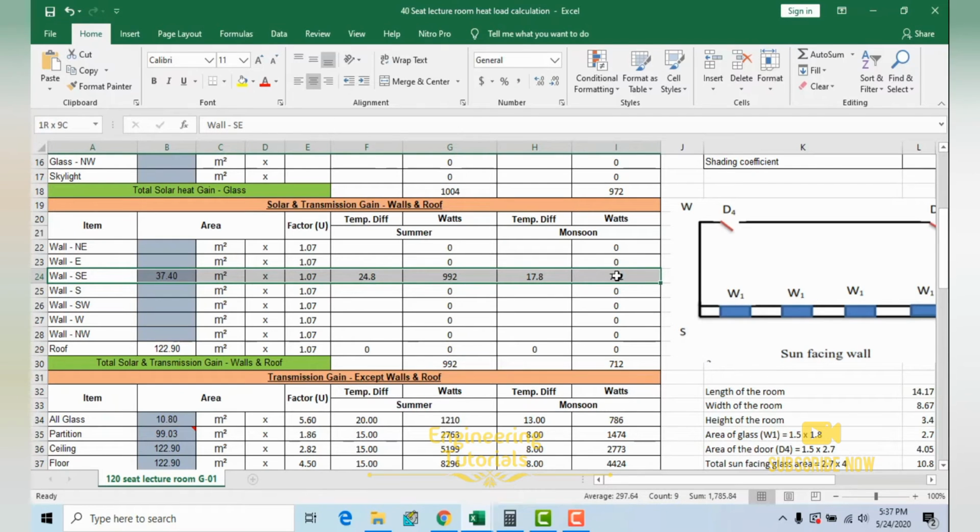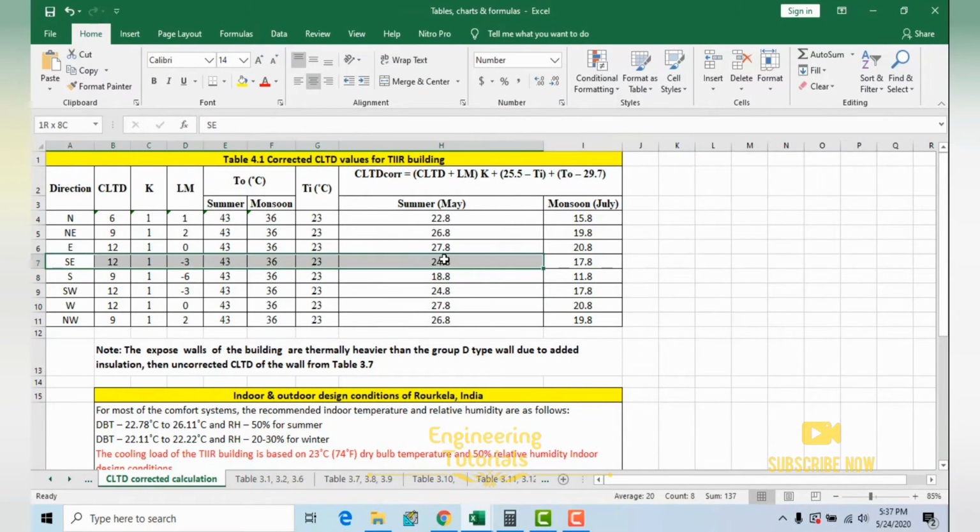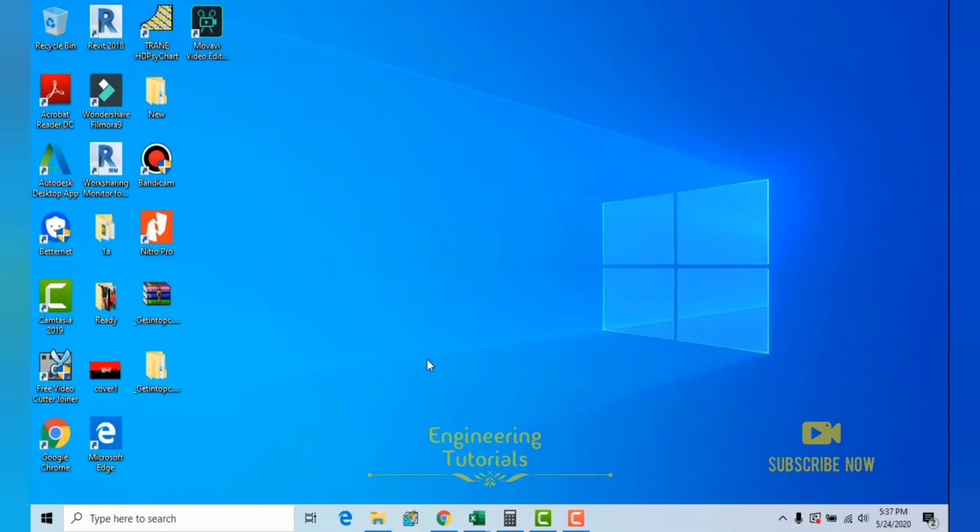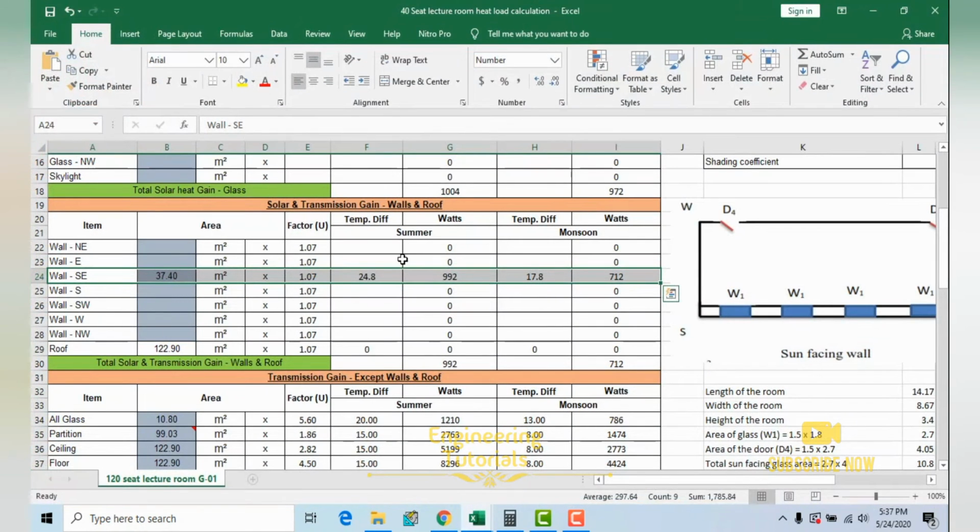Since this wall is exposed to the southeast direction, this is the southeast direction. For summer, the design month is May and the corrected CLTD is 24.8, and for monsoon it is 17.8. So 24.8, this is how we got this temperature difference CLTD value, and 17.8 for monsoon.